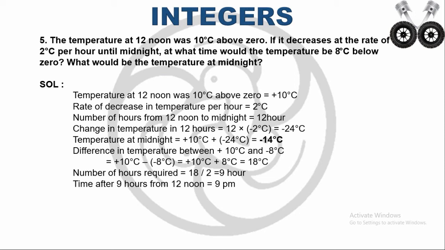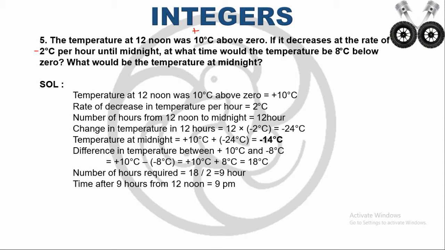So what is the question given here? The temperature at 12 noon, so that is the afternoon, will be 10 degrees Celsius above 0. Above 0 means it is denoted as a positive integer, that is plus 10 degrees Celsius. If it is decreased at the rate of 2 degrees Celsius per hour, each hour the temperature will be decreased by 2 degrees Celsius. A decrease means the integer is denoted as a negative integer. So that is minus 2 degrees Celsius.